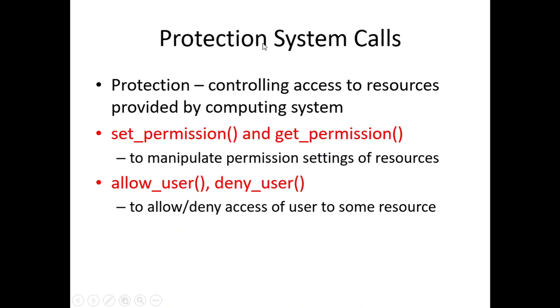Next up is the protection related system call. When we talk about protection, this is more about controlling access to the various resources provided by the computing system. Resources could be IO resources, or they could be logical resources like files. For example, we can set permission and get permission of a particular resource, or we can allow a user to have access to a resource, or we can deny specific users access to some resources. So this is more about protection related system calls.